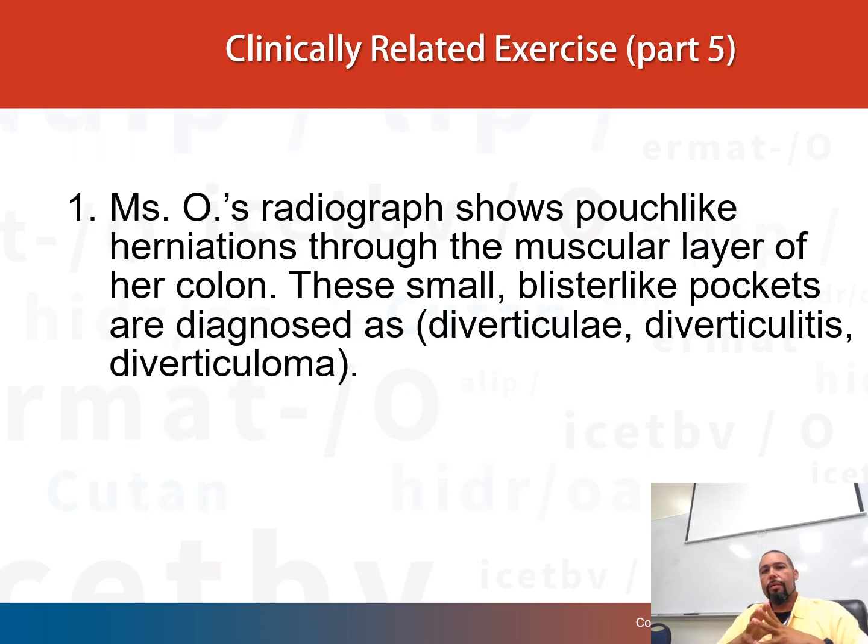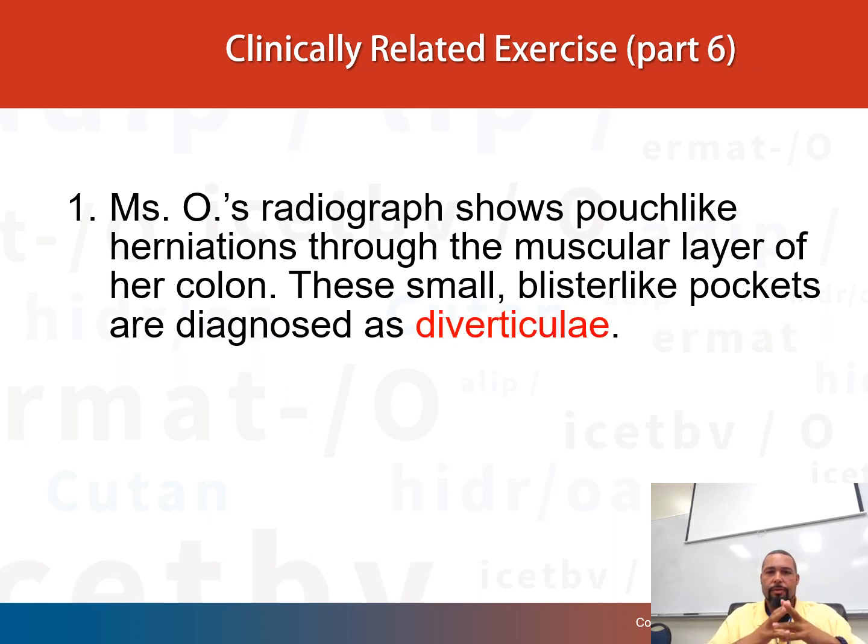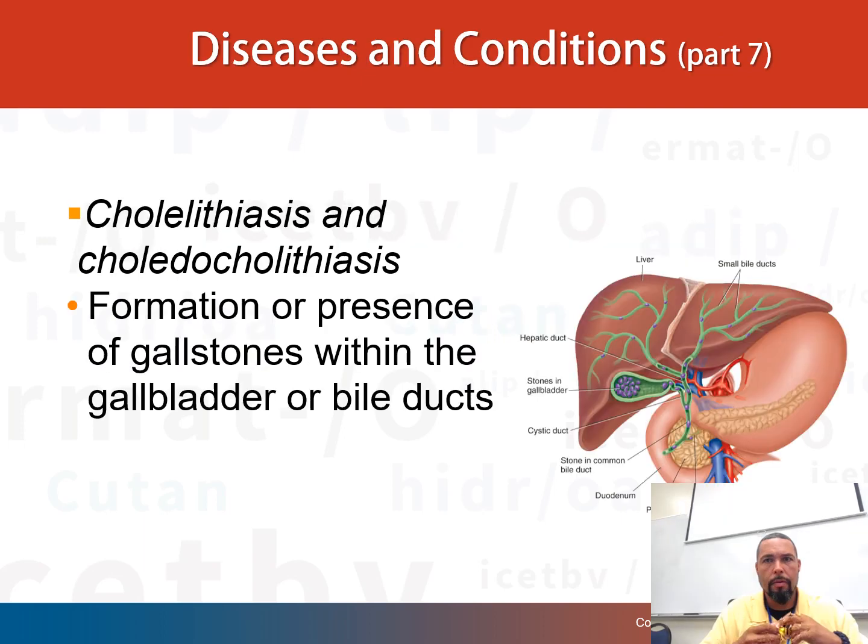Miss O's radiograph shows pouch-like herniations throughout the muscular layer of her colon. These small blister-like pockets are diagnosed as, we just went through this, okay? Another disease we can go ahead and address is cholelithiasis, which is a formation or presence of gallstones within the gallbladder or bile ducts.